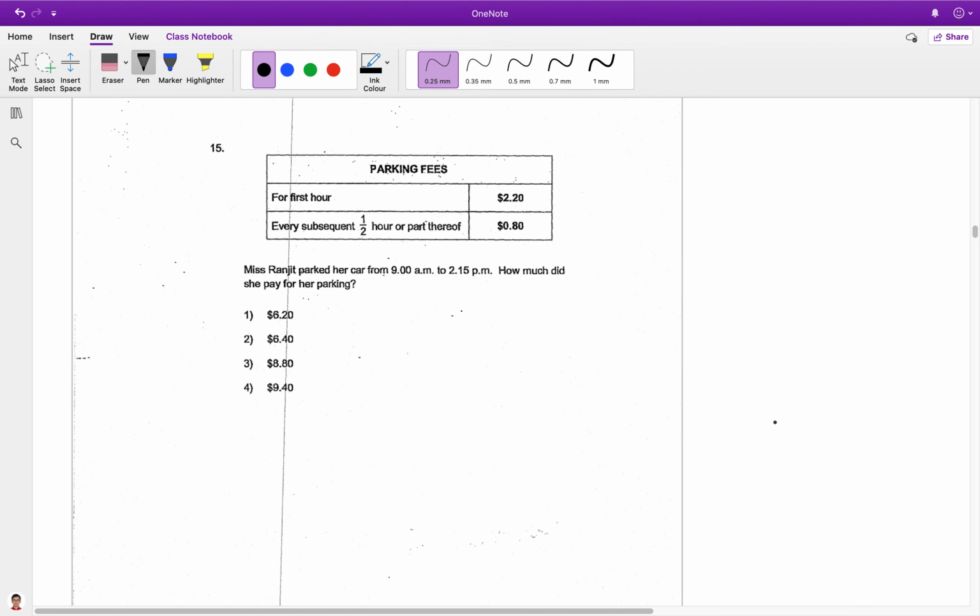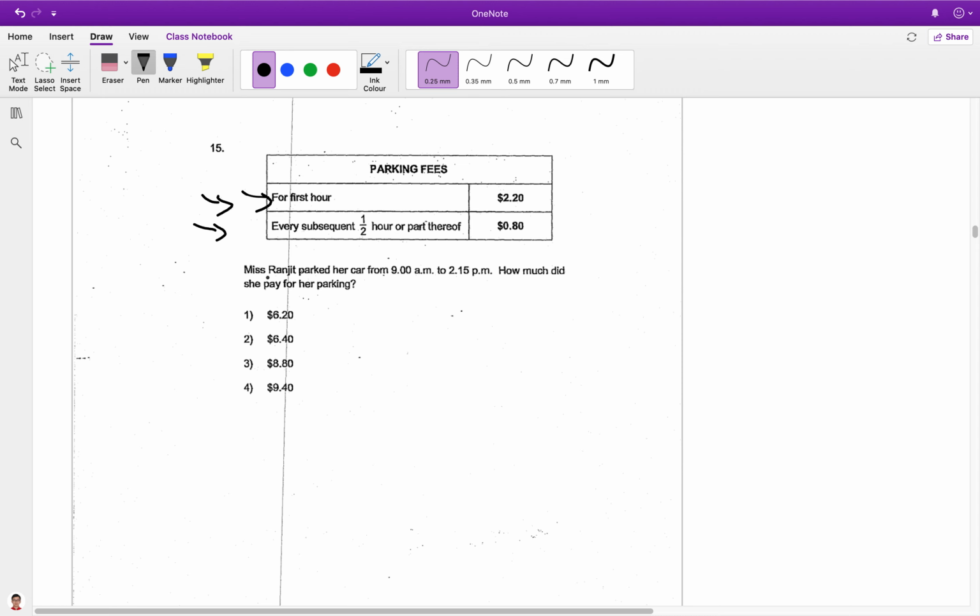Okay, let's see question 15. Currently, I think for the exam, we have a lot of questions which come from real life. So I suggest that next time when your parent is driving and doing the parking, you can check whether it's calculated in this way. Normally for parking, the first hour has one rate, but the following hours have different rates.